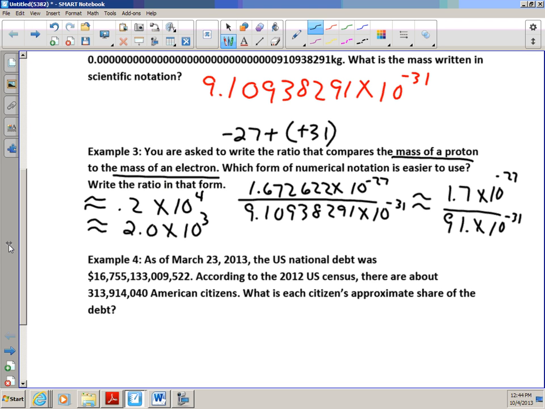We made this number larger. We have to make the exponent smaller, 1 decimal place, 1 unit down, which we can then convert into standard form of 2,000. So the ratio of the mass of a proton to the mass of an electron is 2,000 to 1. Where did I get the 1 from? Well, once I complete my division, okay, all I'm left with is 1.